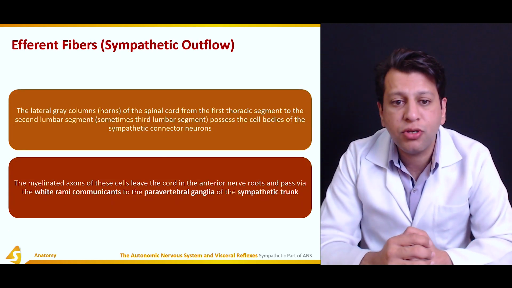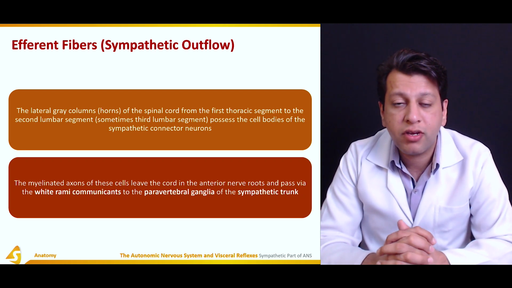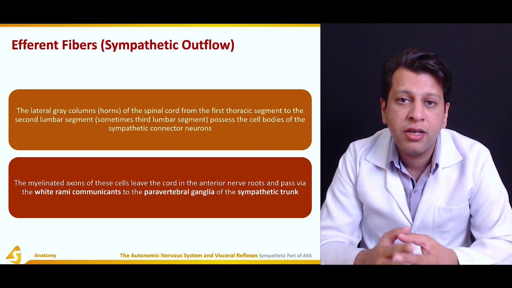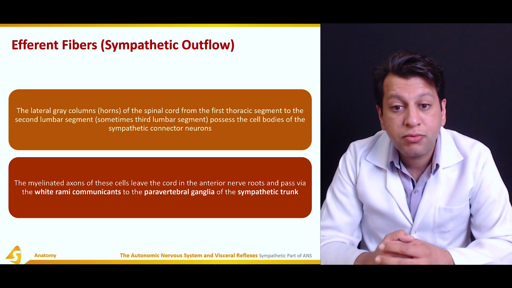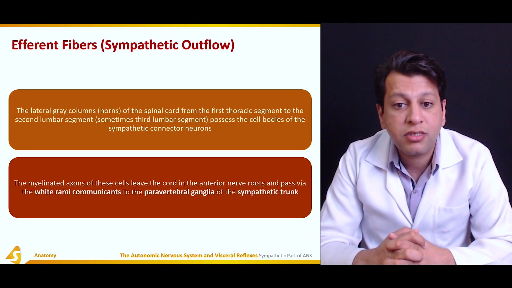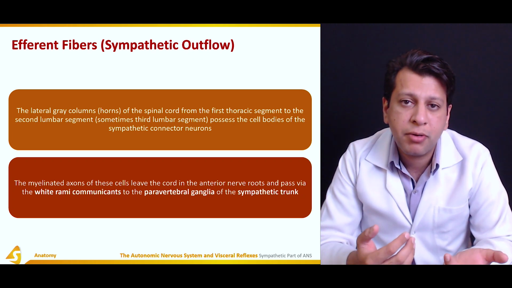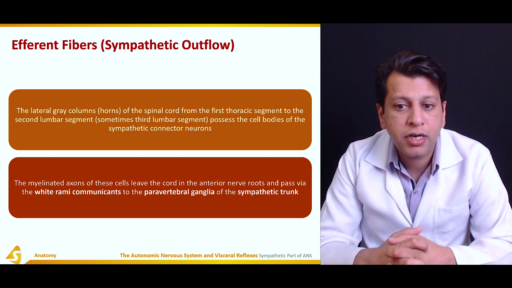As I just told you, regarding the lateral gray column, we have just discussed the afferent and efferent fibers. The afferent fibers are those which are arriving into the ganglia, while efferent is the sympathetic outflow. The lateral gray columns are horns of the spinal cord from the first thoracic segment to the second lumbar segment. This is the thoracolumbar outflow, while the parasympathetic is the craniosacral outflow. They possess cell bodies of the sympathetic connector neurons.